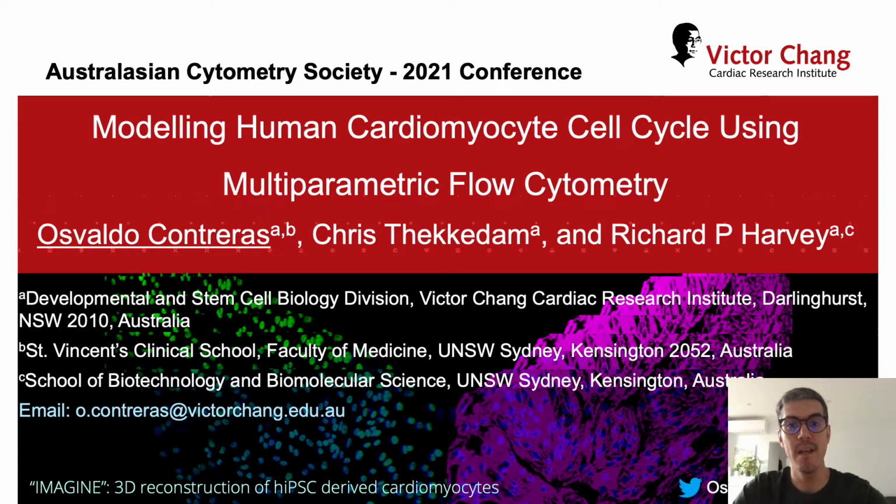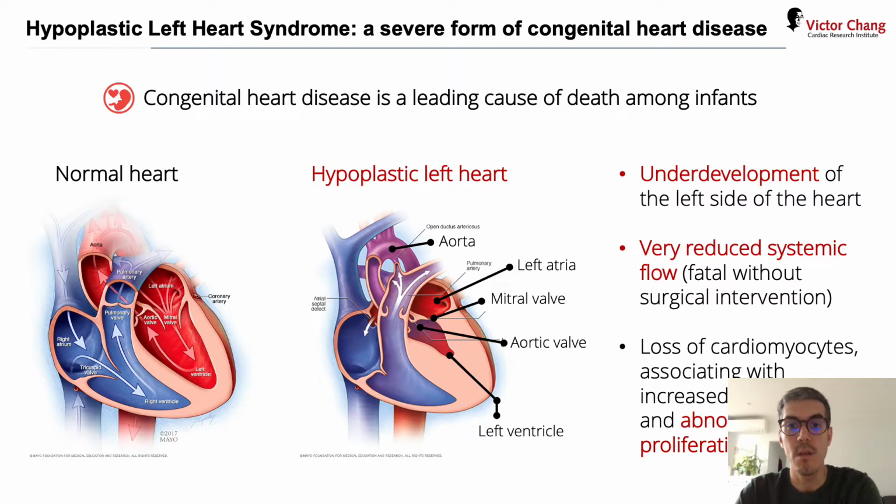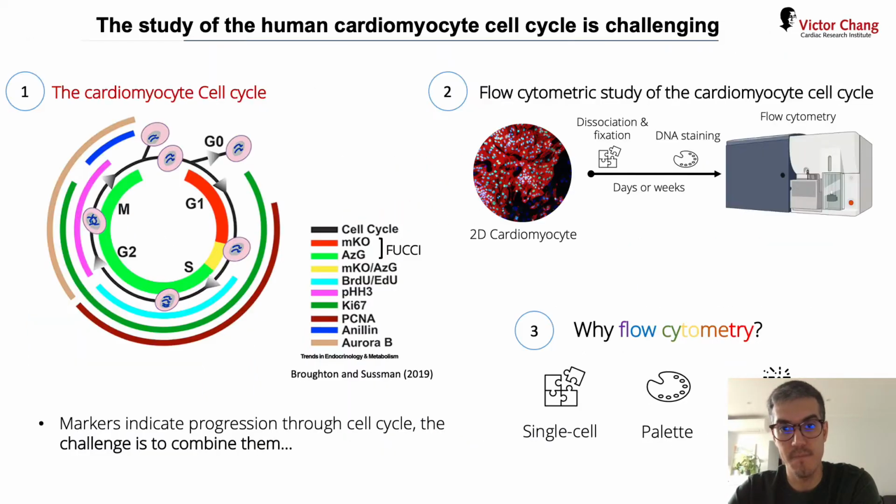Thanks for attending. Today I'm going to talk about how we can use multiparametric flow cytometry to better understand the human cardiomyocyte cell cycle. Congenital heart diseases are a leading cause of death among infants. Several congenital heart diseases, including hypoplastic left heart syndrome, are characterized by altered cardiac tissue architecture and the loss of cardiomyocytes, with some of these associated with increased DNA damage and abnormal myocyte proliferation.